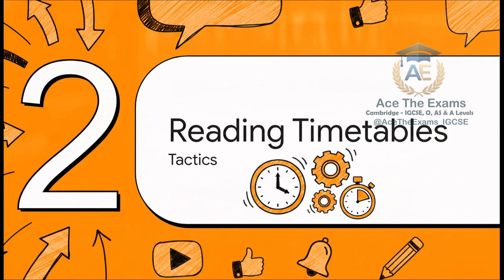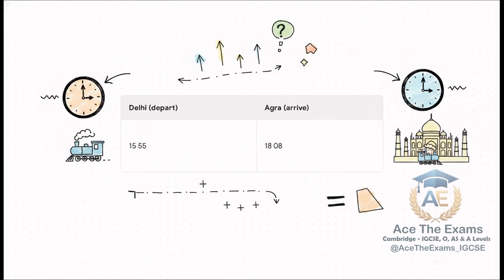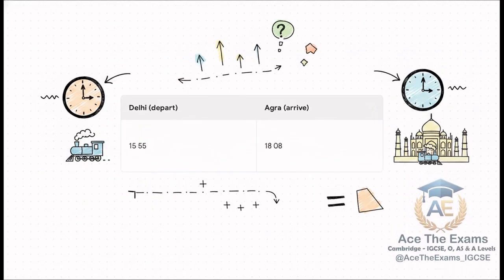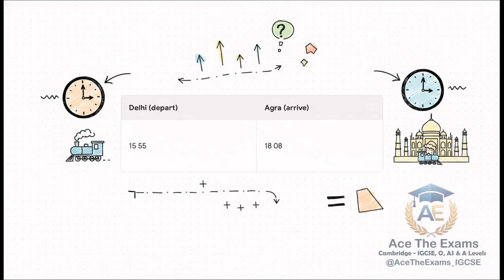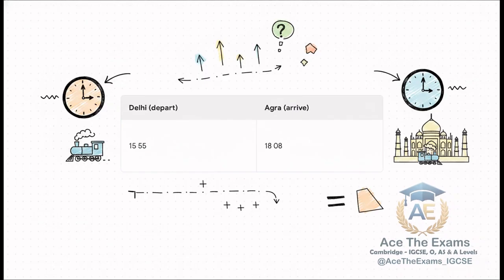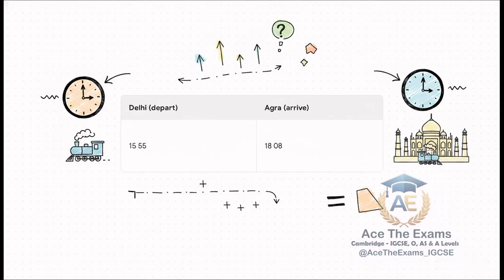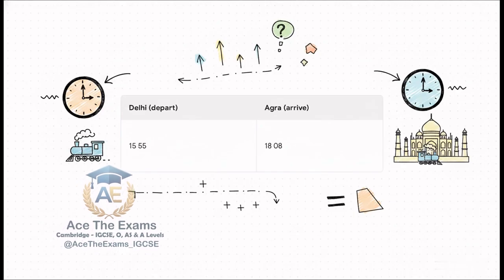All right, let's get tactical. Let's apply these skills to some real data. This right here is a classic Cambridge timetable question. We need to figure out the journey duration of a train departing Delhi at 15:55 and arriving in Agra at 18:08. Now, whatever you do, don't try to do this entire calculation in your head in one giant leap. That is exactly where silly mistakes happen.